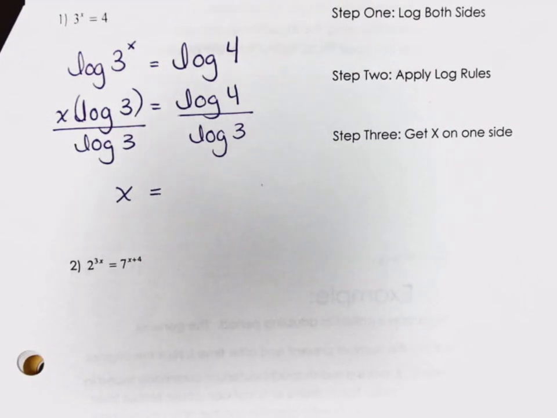We're going to use our calculators for this one, hence why it's in the calculator portion. So we're going to take log 4 and divide it by log 3.